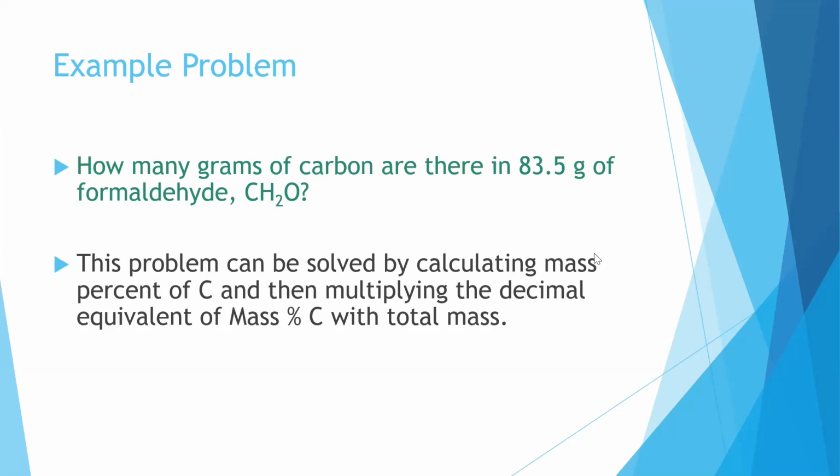So I'll give you some time to think about it. It might be a little tricky at first, and I totally realize it. But the first thing to do is at least calculate percent by mass of carbon, and then you just multiply it by the original mass, which is 83.5.